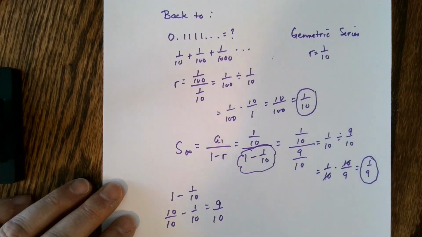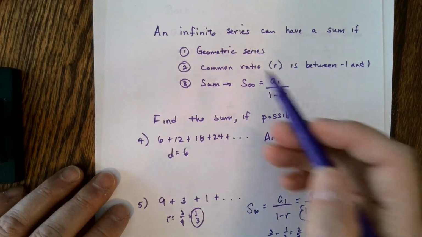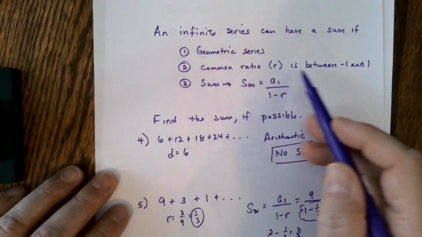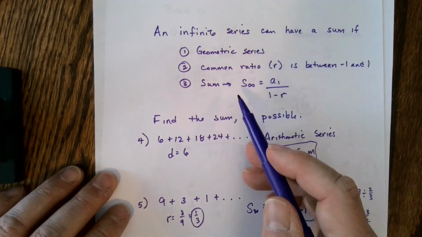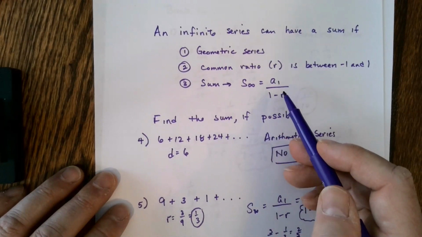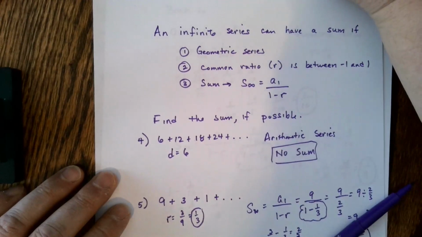So remember, an infinite series has a sum if it's a geometric series, its common ratio is between -1 and 1 or a proper fraction, and its formula for infinite terms is the first term divided by 1 minus the common ratio. I hope this helps you in your studies with infinite series.